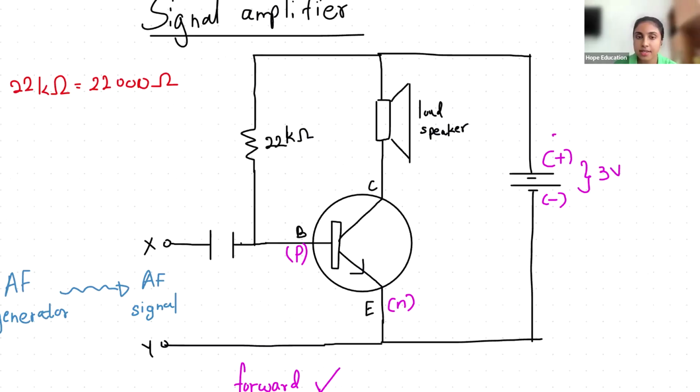The voltage is 3 volts. You can see base is connected to the positive terminal, emitter is connected to the negative terminal.